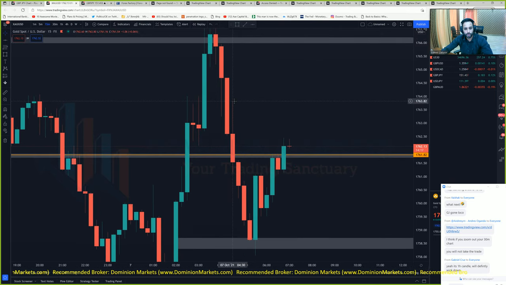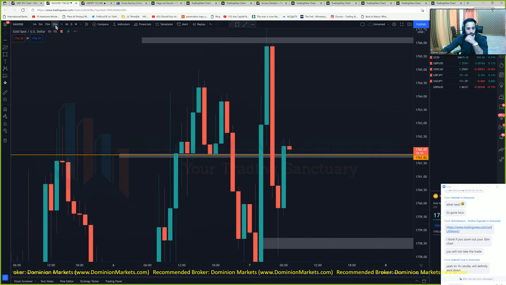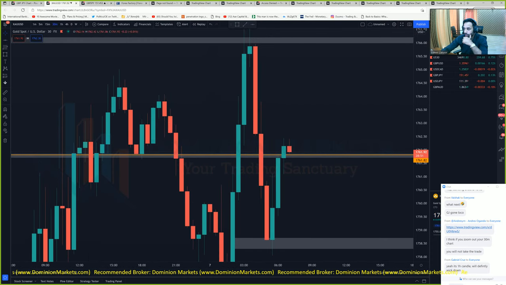I'm trying to catch this move up till 1763. That's what I'm trying to do. So, wick down first, because we've closed above this area here, which means price broke above 1761, which was the rejection area. Also in the 1-hour time frame, yeah, we closed above that area as well.